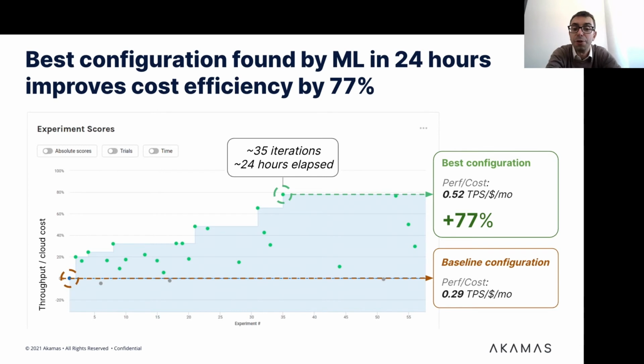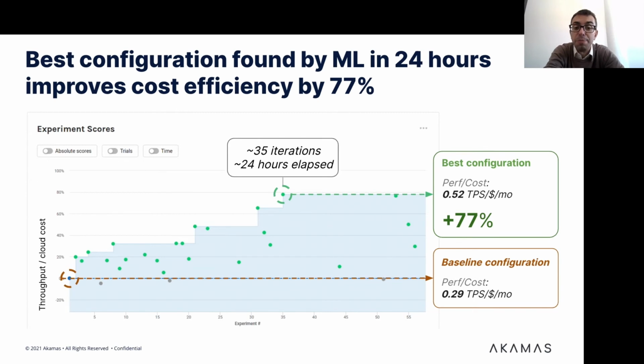The baseline configuration, which corresponds to the initial sizing of the microservices, has a cost efficiency of 0.29 transactions per second per dollar per month. The best configuration found by the machine learning tuning of microservices resources achieved 0.52 transactions per second per dollar per month.